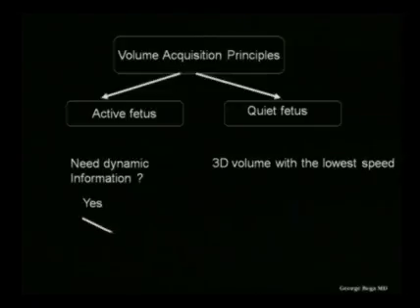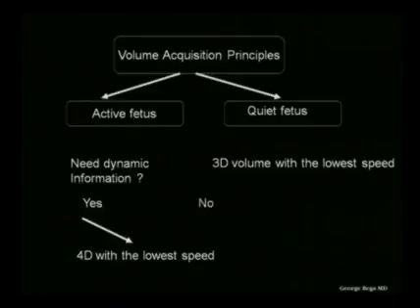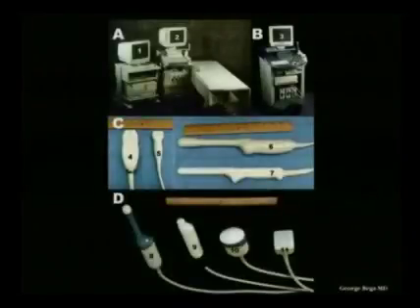Ideally, the next question would be, do I need dynamic information? If the answer is yes, then I'll go with the 4D acquisition at the lowest speed. The typical example here would be, for example, a fetal heart or motion of the extremities. If I do not need dynamic information, let's say I need to get a fetal hand, but I don't necessarily need to see this hand moving, I can go with a 3D acquisition, but with the highest speed, so I can try to avoid the movement of this hand and artifact generation.